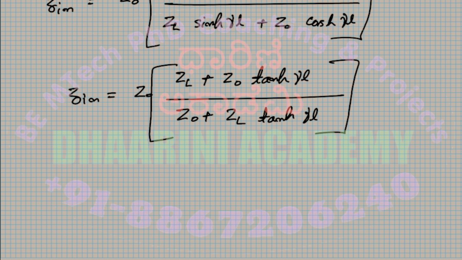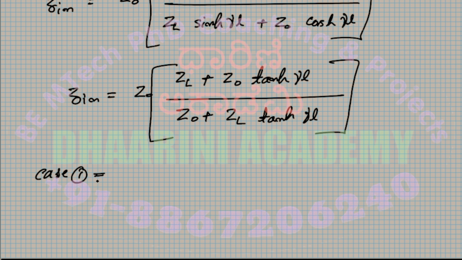Okay, fine. Now also we have some of the cases to look at. So first we'll look at the cases. Case 1, we keep the equation we just got as a reference with us. So the first one is a short circuit line. I know that a short circuit line will have ZL equal to 0.